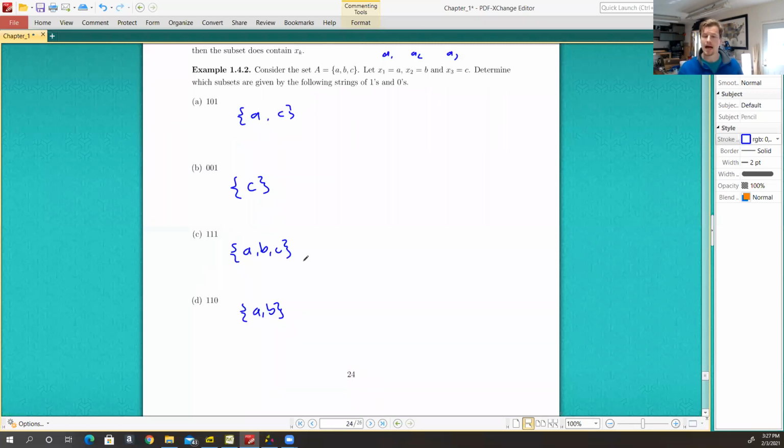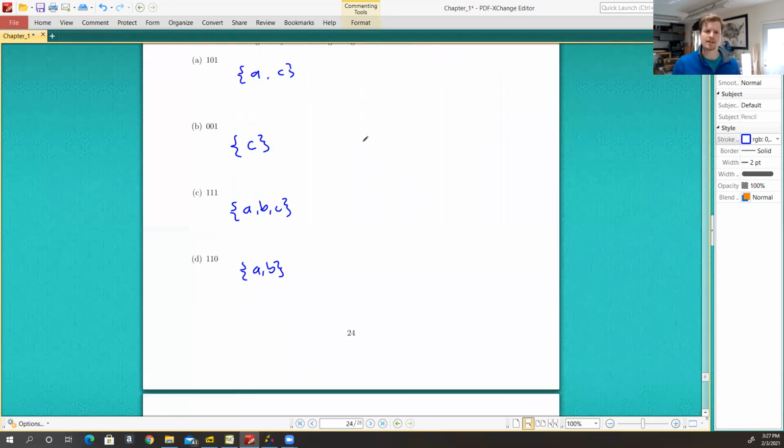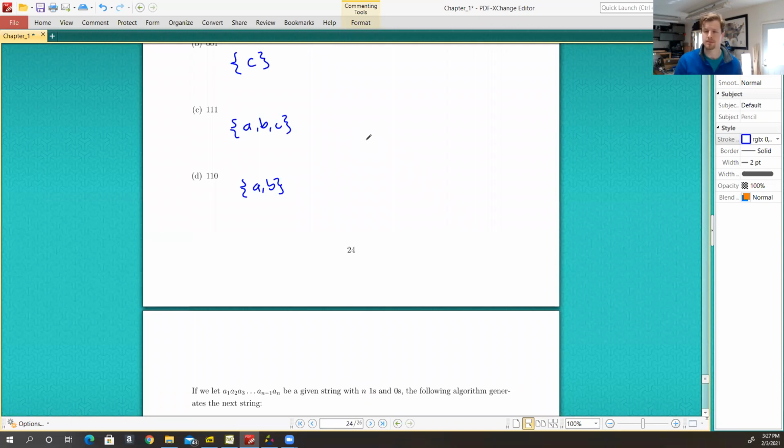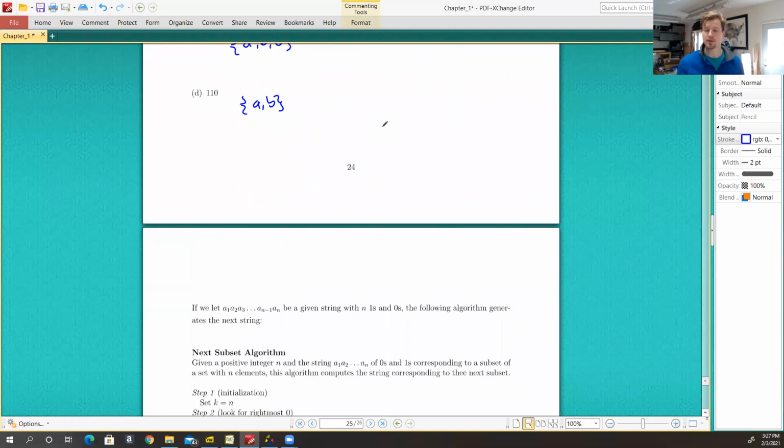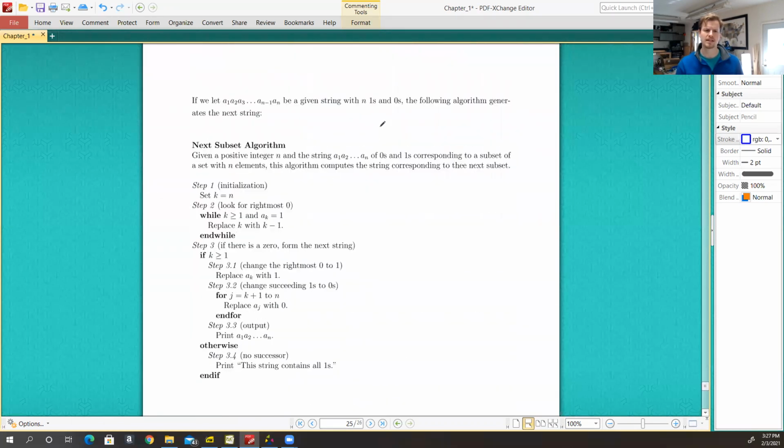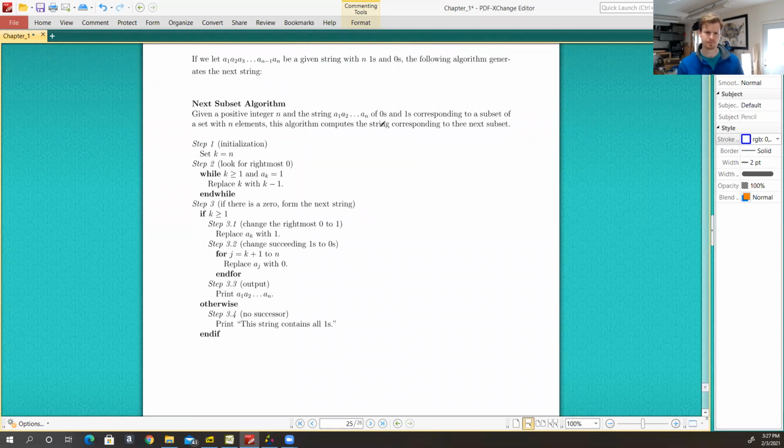So for 3 objects, we said for a set with 3 objects, there would be 2 to the 3 subsets. So that's 8 subsets. These are 4 of them. So how could we generate them all? Well, we could generate them all relatively easily because there's only 8. If we were talking about 100 elements, then generating them all would be quite tedious because that would be 2 to the 100th power different subsets. So to help us out, we use the next subset algorithm.